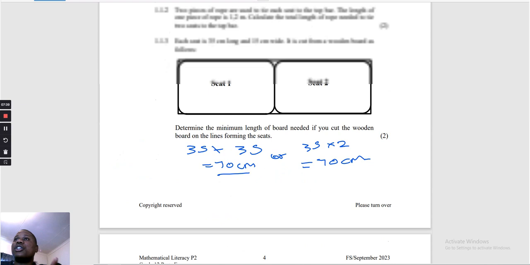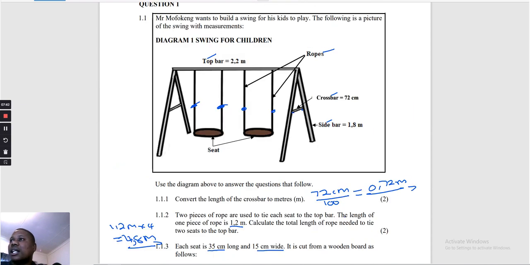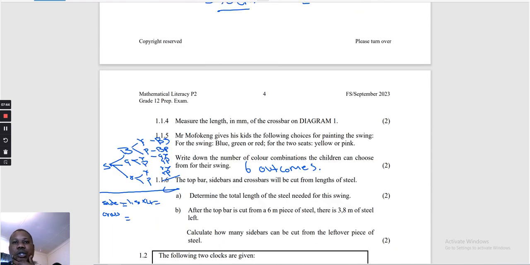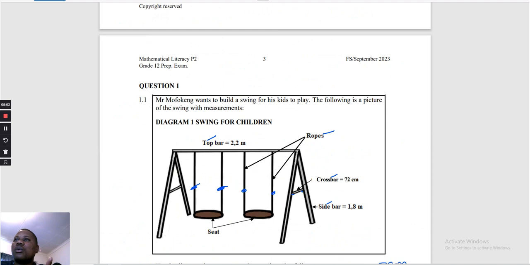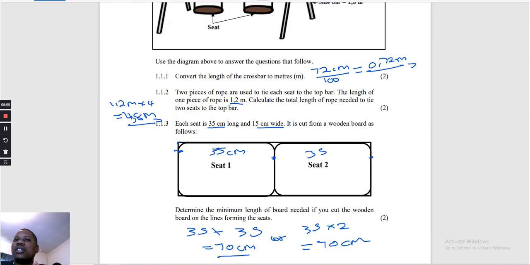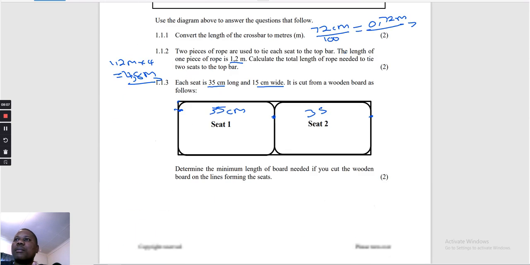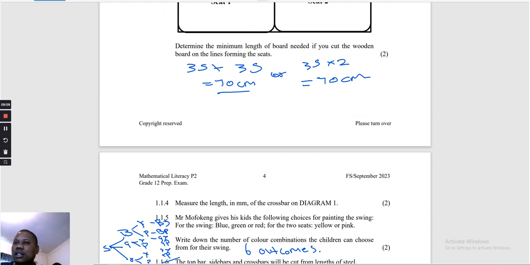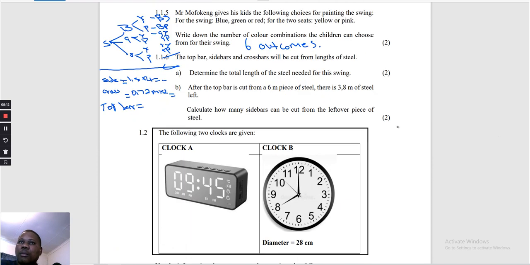And then the crossbar, we need 2 of them. But what is the total length of one? 0,72 meters. Remember, we've calculated that on the first question. 0,72 meters multiplied by 2. Then the top bar that we need is, remember, we only need one top bar. We need only one, and then only one is how much? 2,2 meters. So the top bar is 2,2 meters.